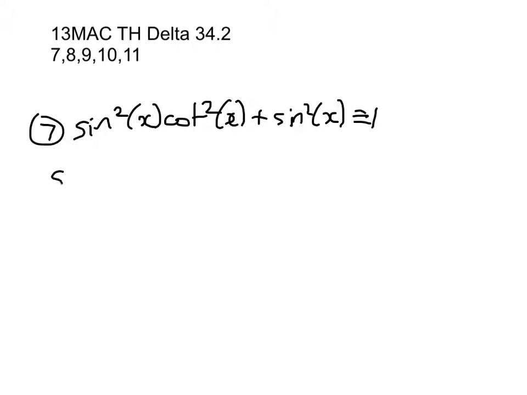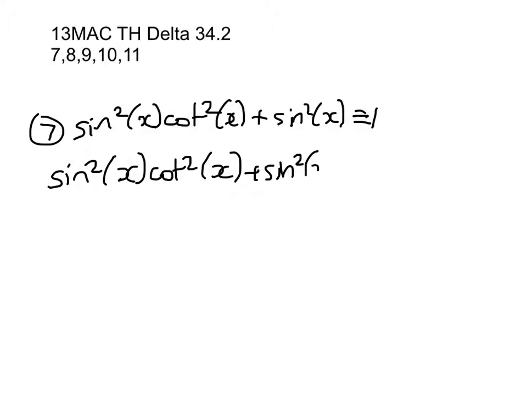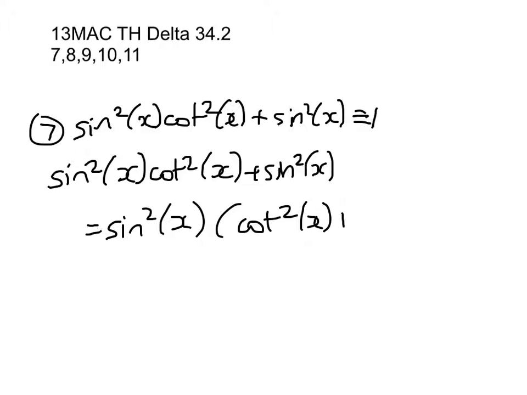So this one here, the first one, number 7, we've got sine squared x cot squared x plus sine squared x, and we notice we've got a common factor in there. Sine squared x, and then I've got cot squared x plus 1, which should be starting to feel familiar.